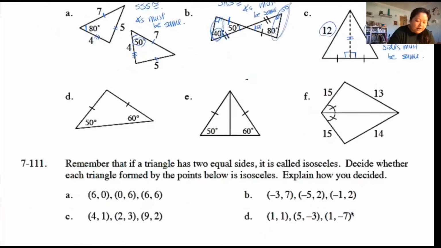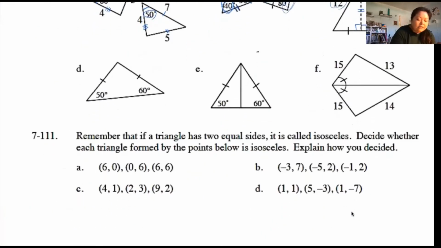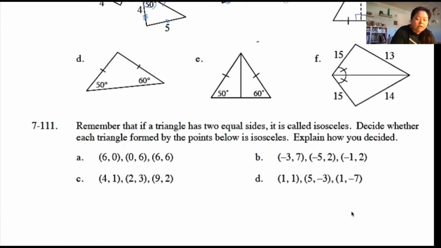Okay, all right. Next one is an isosceles triangle. So for an isosceles triangle, the base angles have to be the same. So these two angles have to be the same. But if one's 50, one's 60, that cannot be the same. That cannot be possible. So base angles of isosceles triangles must be the same.